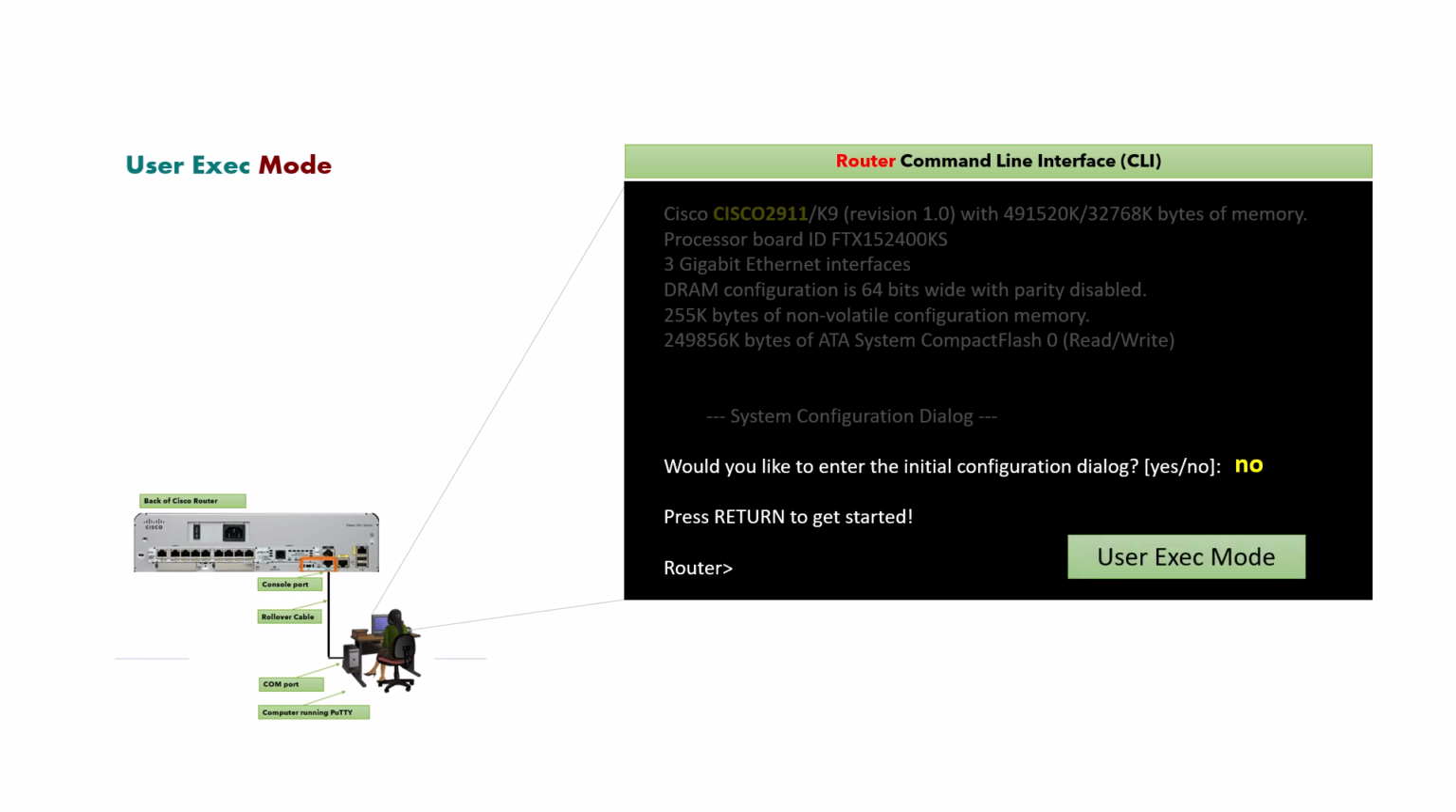The prompt for the user mode is Router>. In user mode, you can type question mark, press enter to see all the commands that are available at this mode. Two of the most commonly used commands are enable to access privilege mode and exit to exit from user mode.